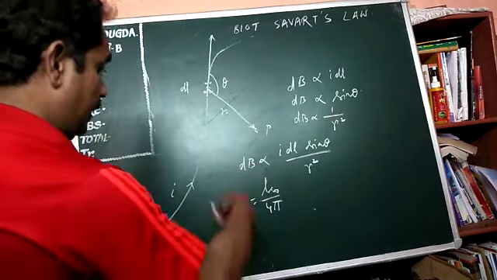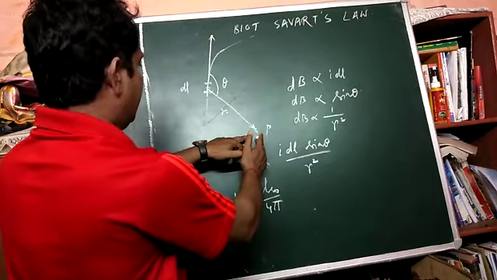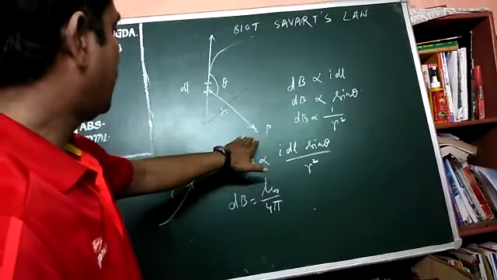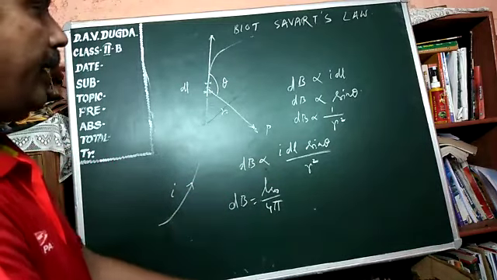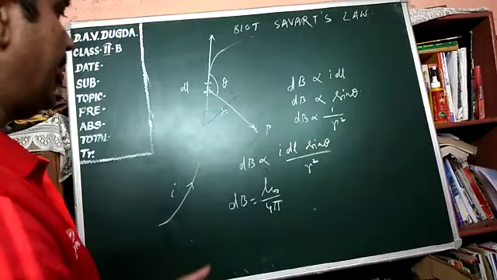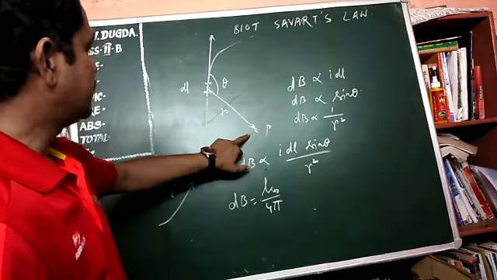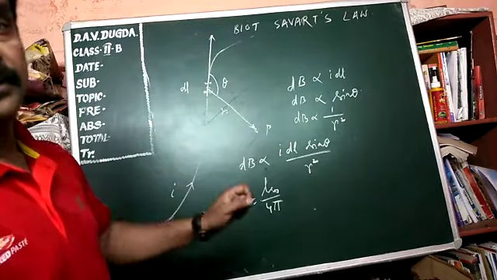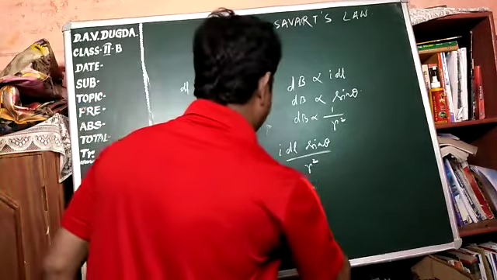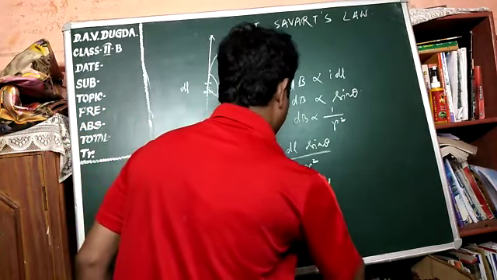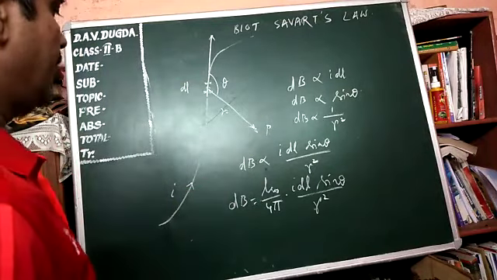And why mu naught by 4 pi? This constant changes depending on the medium. If the wire and the point where I need to find the magnetic field are in space, vacuum or air, then we put mu naught by 4 pi. If the same experiment is done inside a water tank or an alcohol tank or some other medium, then this constant will change. So if the space between this point and the current element is vacuum, then dB is equal to mu naught by 4 pi, I del L sine theta divided by R square. And if this space is vacuum, then mu naught by 4 pi has a fixed value.